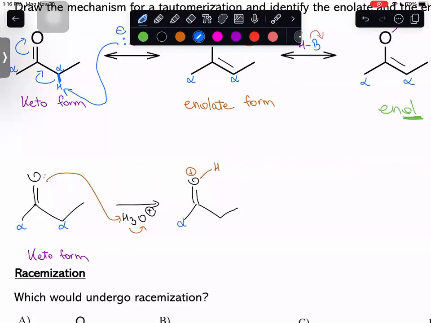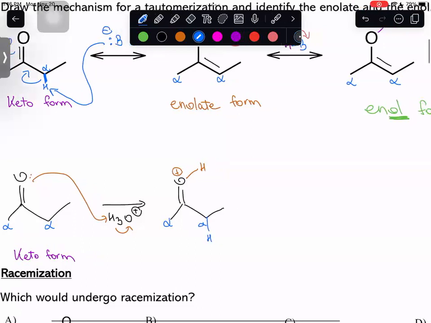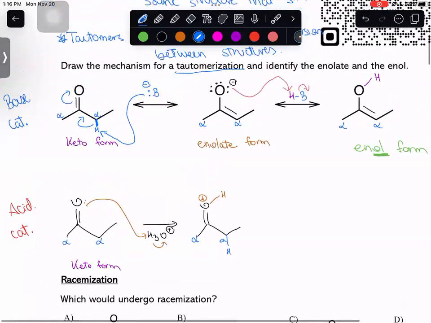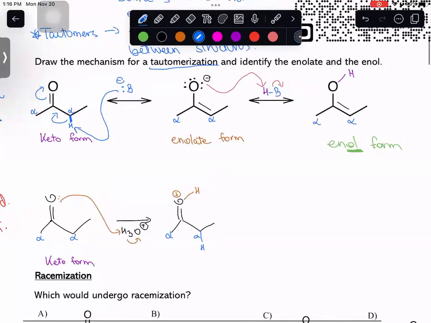And then we still have our alpha positions in here. Now, this one, it's not the enolate form. So keep that in mind. Not yet, because we still have that carbonyl. So water now is going to do the same thing that we saw with the base catalyst in the very first step.